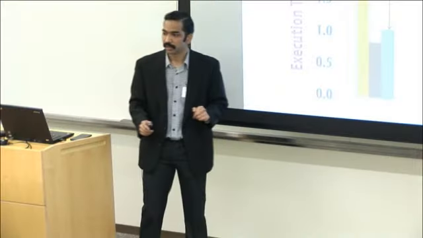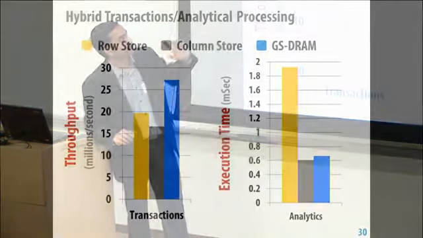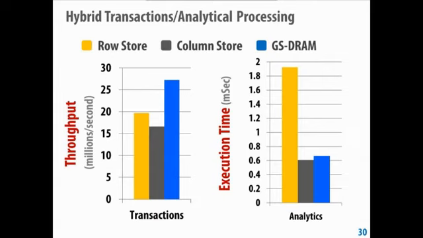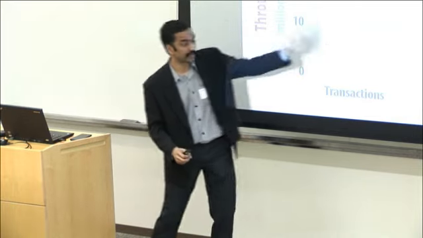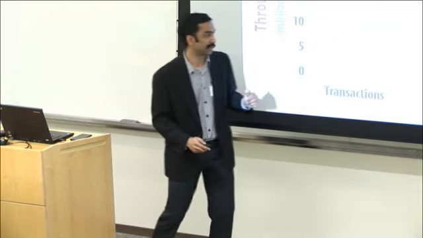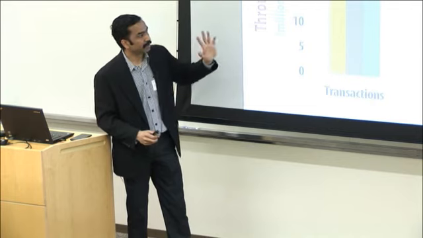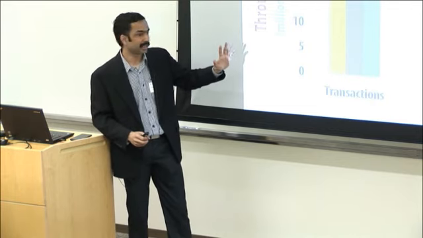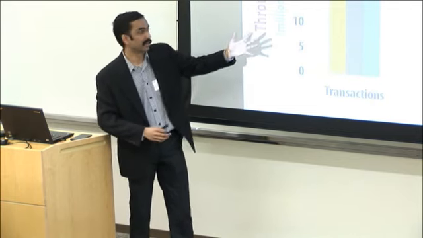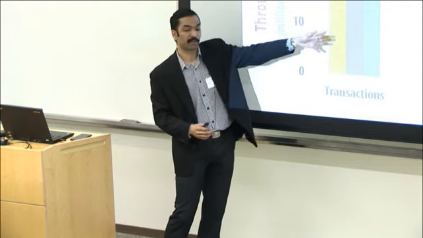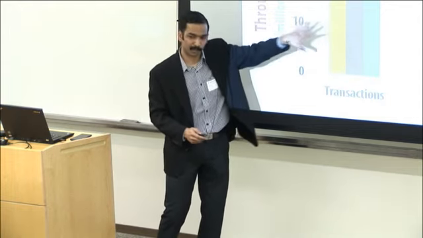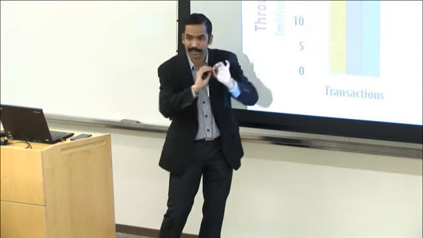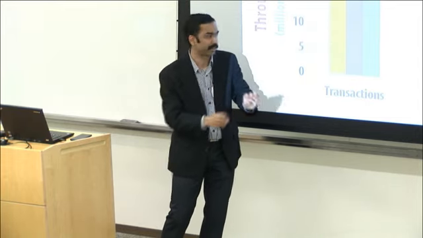Yeah. Okay. So this is the hybrid workload. Again, like I said, it's running 2 threads, the transaction thread and the analytics thread. On the left, I'm showing the throughput for the transaction thread. On the right, I'm showing the execution time for the analytics thread. It turns out here, the row store is actually not performing as well as GSDRAM. In fact, GSDRAM outperforms both the row store and the column store. I'm not going to get into details of why this is happening. It's related to memory system interference.